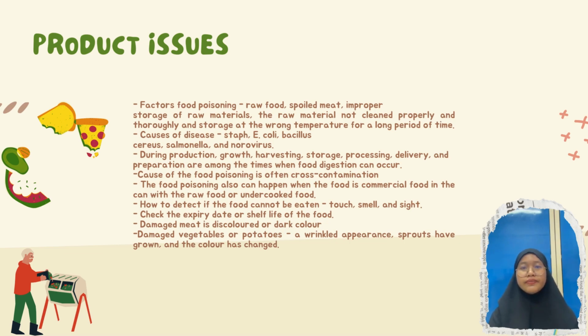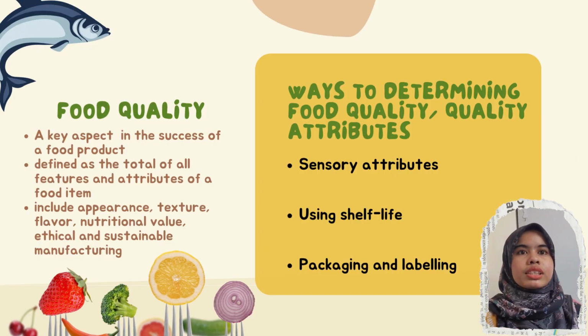Sprout have grown and the color has changed. Food manufacturers understand that nothing is more necessary than consumer safety and quality control. The government is aware of this as well, which is why there are strong laws and regulations in place for manufacturing and distributing food products to everyone.